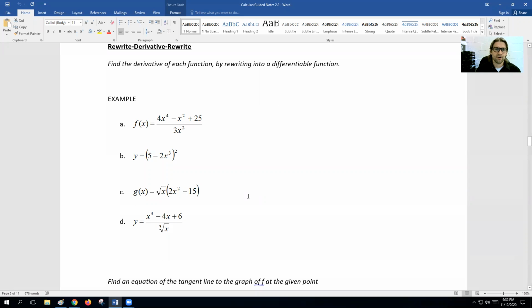I'm going to help you out with the second part of the 2.2 notes here. Today we're just going to go over more complicated functions that we can take the derivative of, and how we have to take our time with it. We're going to use the rewrite, derivative, and rewrite method here, where we take a function like, in this first example, 4x to the fourth minus x squared plus 25 over 3x squared.